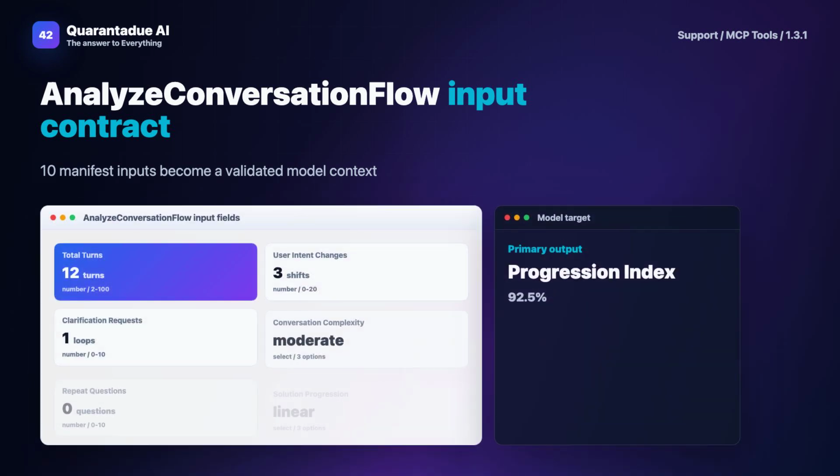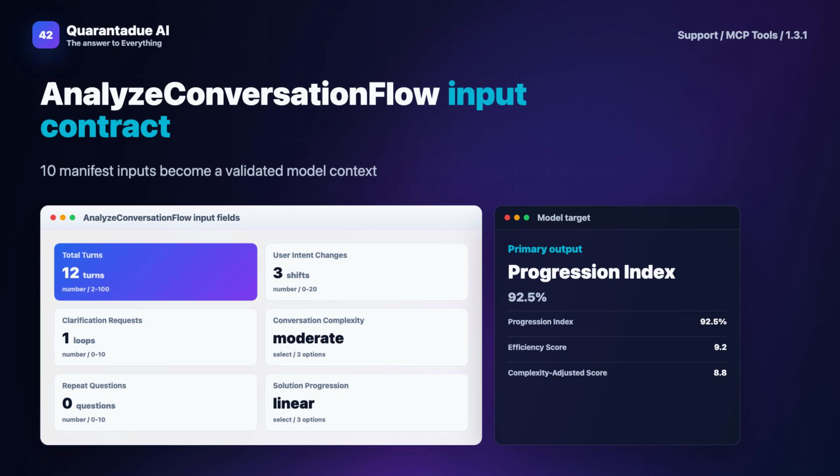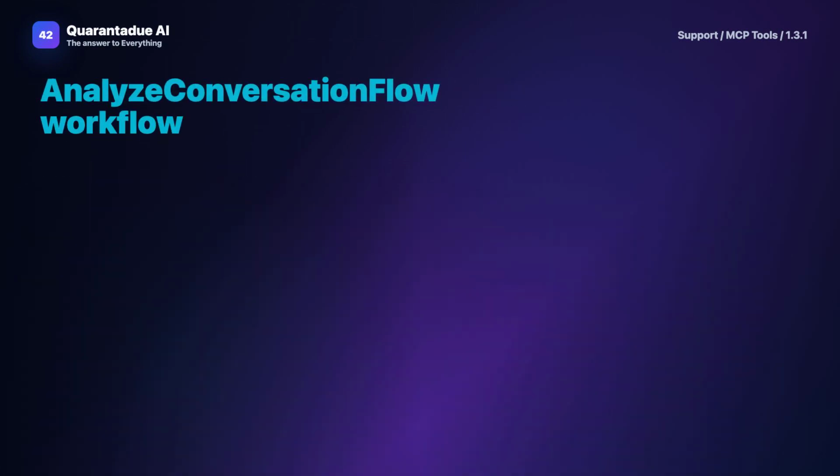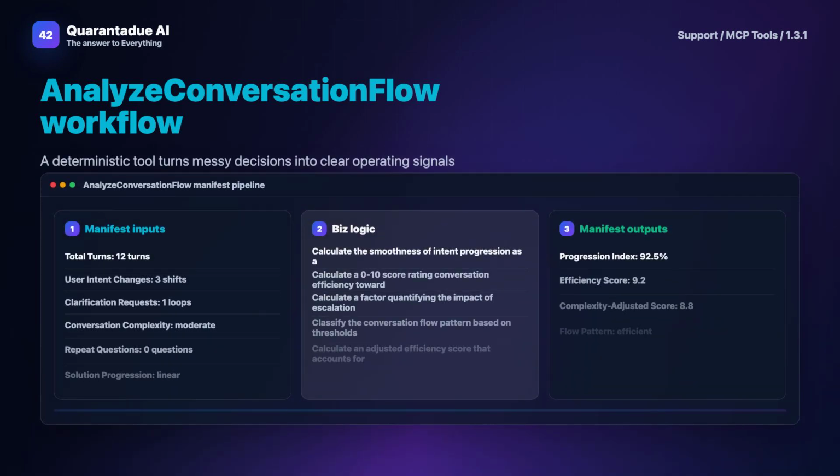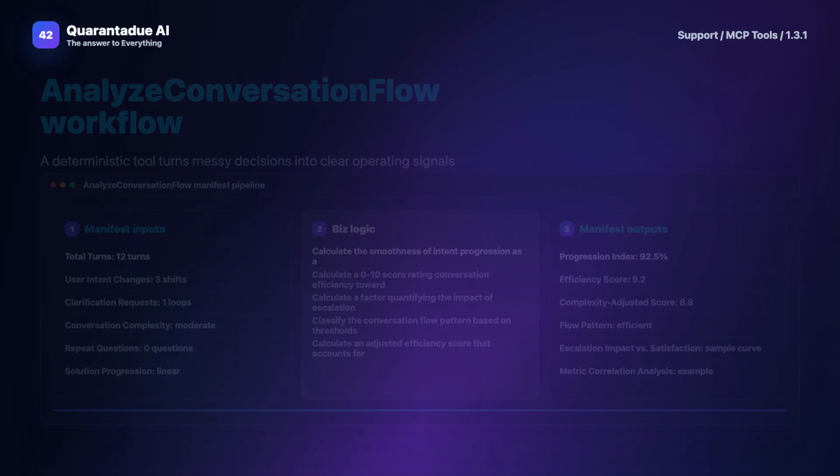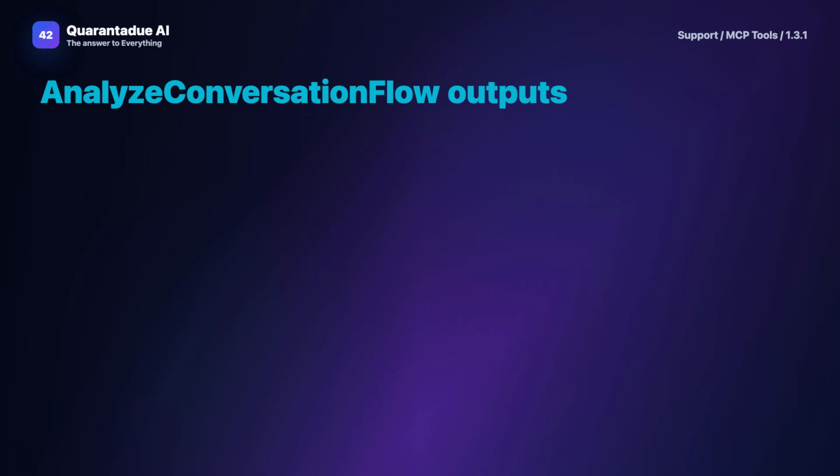The workflow then applies calculate the smoothness of intent progression as a percentage, penalized by user intent changes and clarification requests relative to the total number of turns. Calculate a 0-10 score rating conversation efficiency toward resolution, with bonuses for reaching resolution and penalties for excessive turns and clarification requests. Calculate a factor quantifying the impact of escalation on the conversation, where 1.0 is baseline, above 1.0 indicates negative impact, adjusted by turn count and satisfaction score.